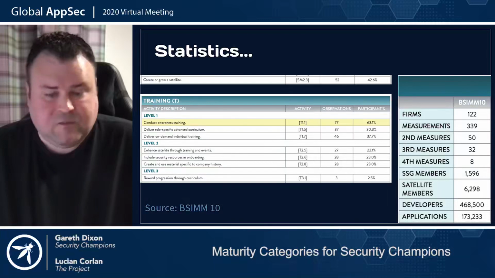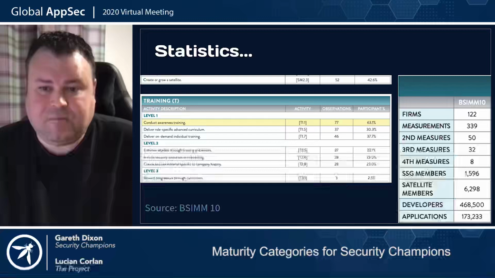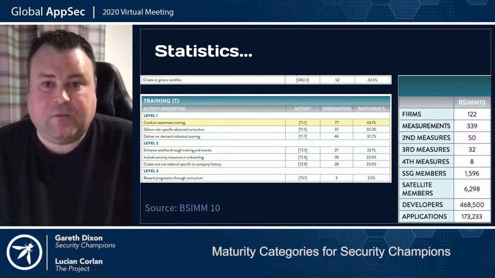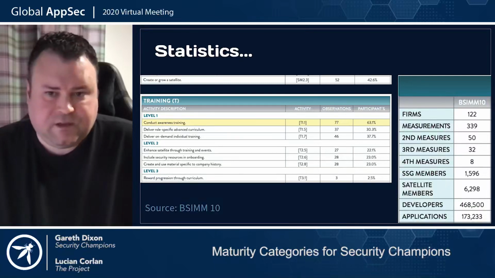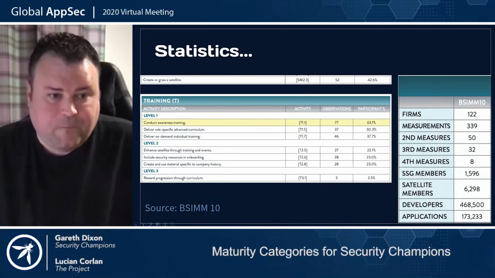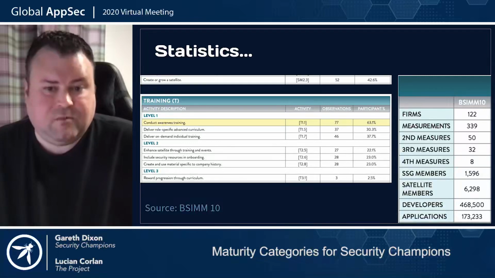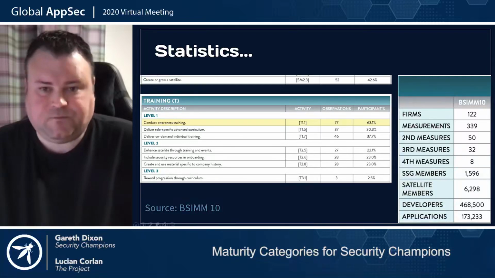6,298 satellite members, in this context are security champions, and SSG members, which are the core security personnel within a particular organization. That would be 1,596. If you look at the top, creating or growing a satellite, which is essentially a security champions program, 42.6% of firms have that in place. But if you look at the bottom, where we've got a reward progression through curriculum for those who are effectively in security champion roles, only 2.5% have that in place.